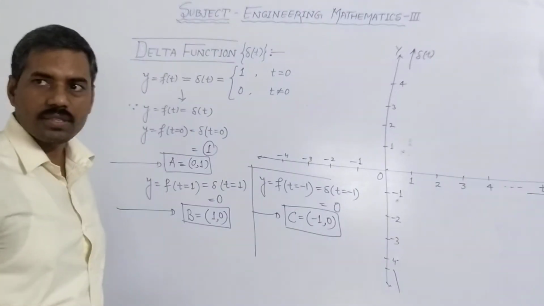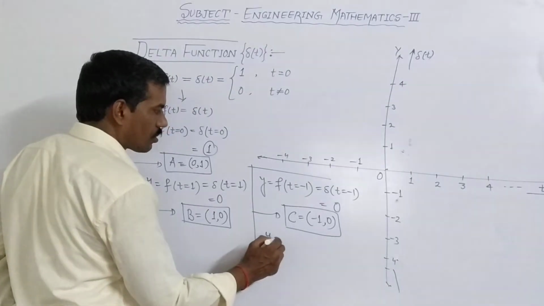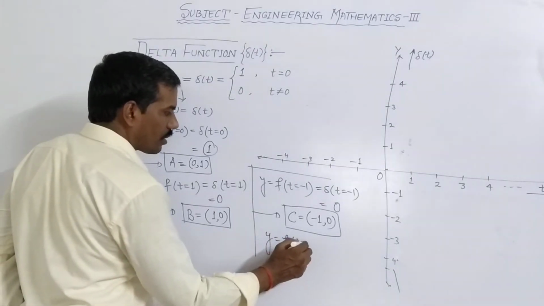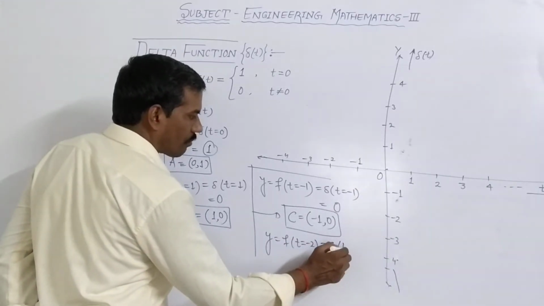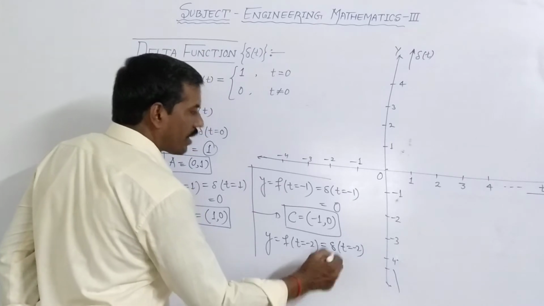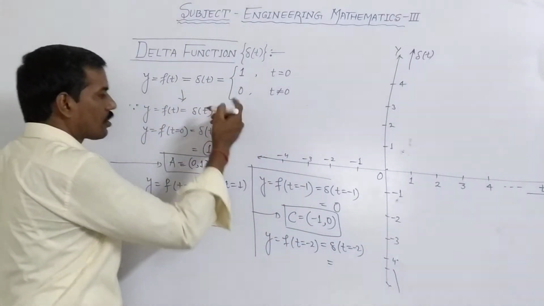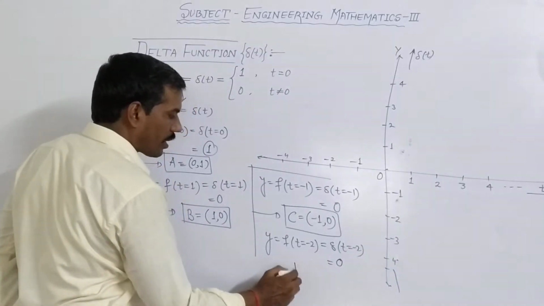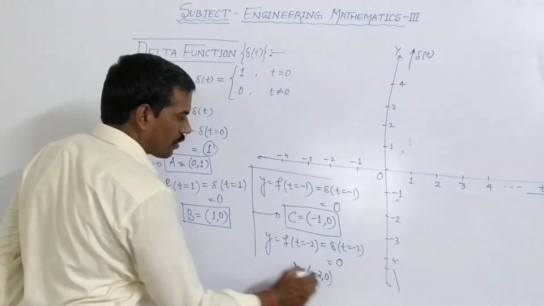Let us take another negative point. Let y is equal to f of t, with t equal to minus 2, which is equal to delta of minus 2. Since minus 2 is not equal to 0, delta of minus 2 is 0. At that point, t is equal to minus 2 and y is 0.